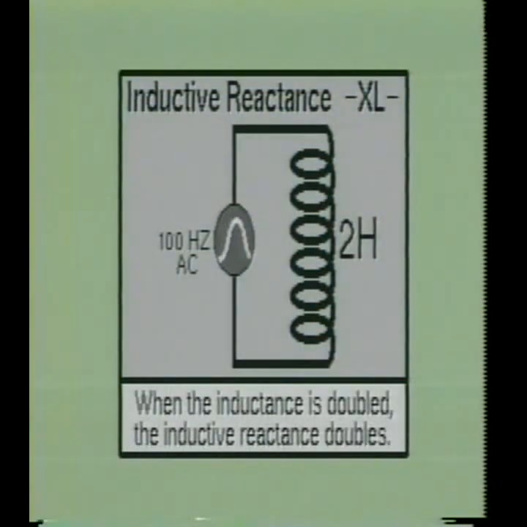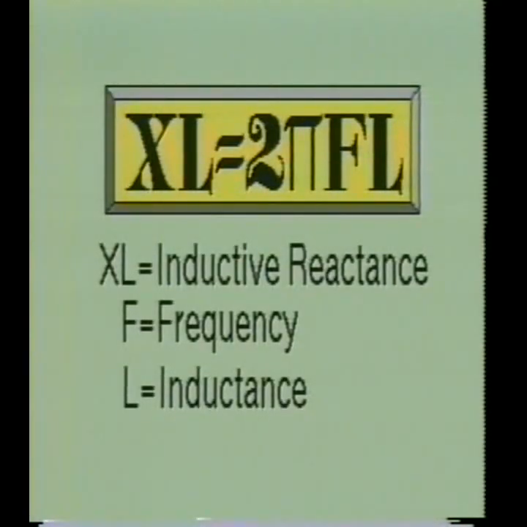Another factor which affects the inductive reactance of a coil is its inductance. If the inductance is doubled, the inductive reactance will also double. Therefore, the inductive reactance is also directly proportional to the inductance of a coil. The formula we used to measure the inductive reactance of the coil circuits was XL equals 2 pi FL, where XL represents the inductive reactance, F represents the frequency, and L represents the inductance. The unit of measurement for inductive reactance is the ohm.